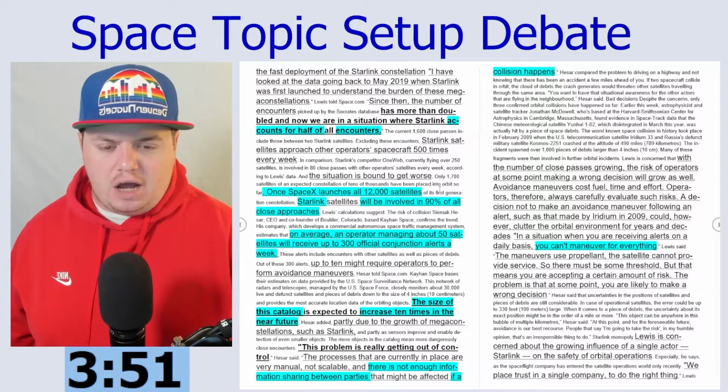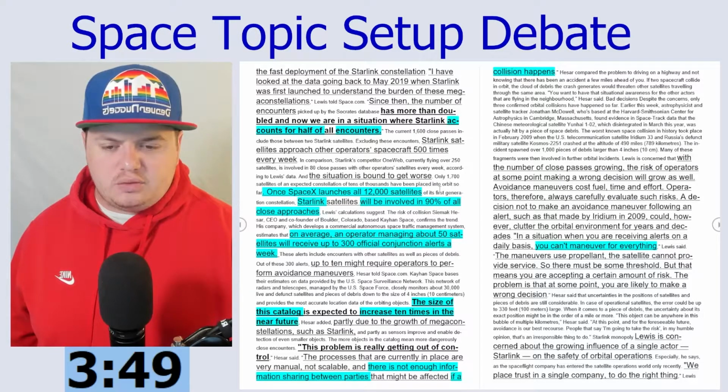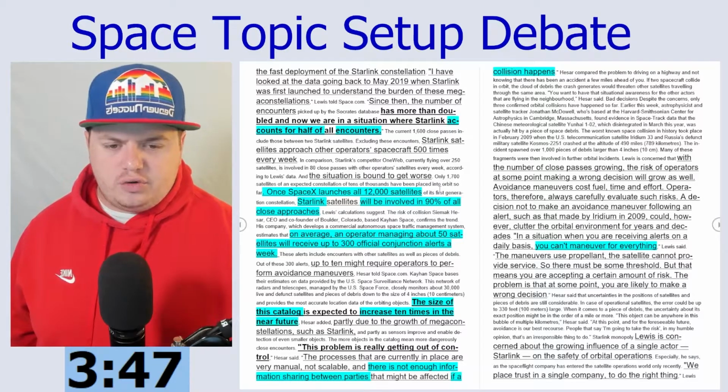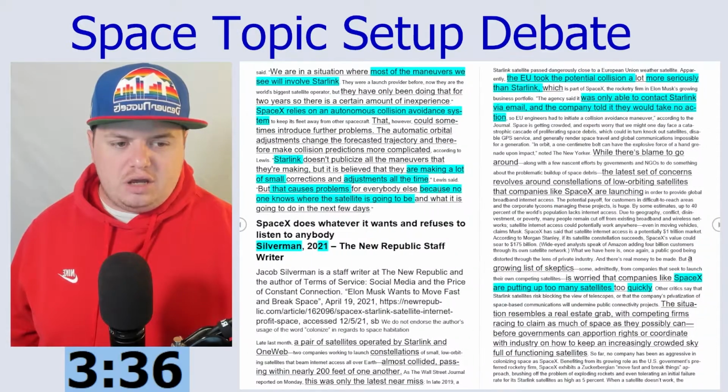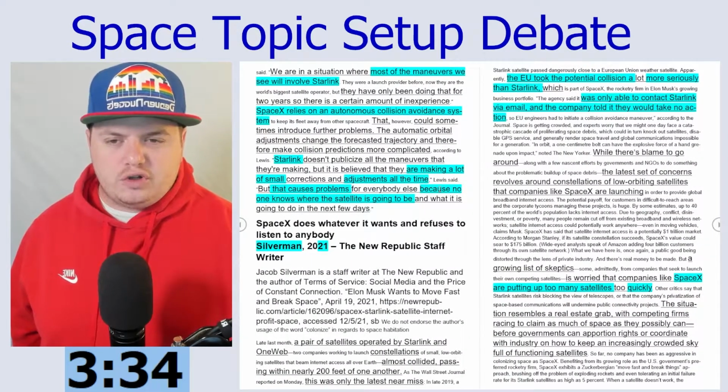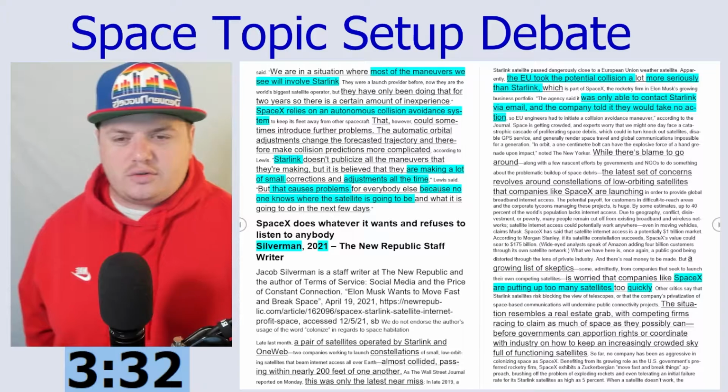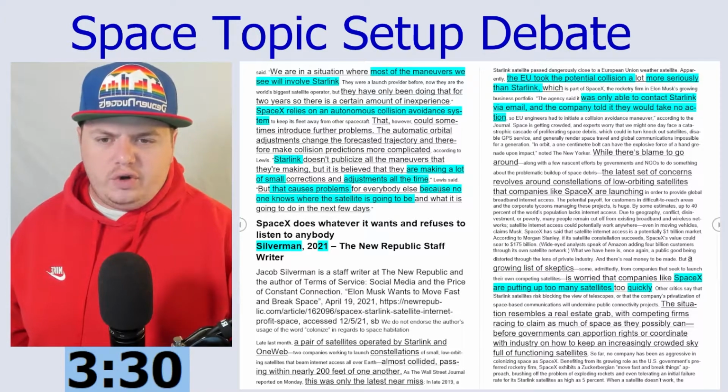On average, an operator managing about 50 satellites will receive up to 300 official conjunction alerts a week. The size of this catalog is expected to increase 10 times in the near future. There is not enough information sharing between parties. If a collision happens, you can't maneuver everything. Most maneuvers we see will involve Starlink. SpaceX relies on autonomous collision avoidance systems.